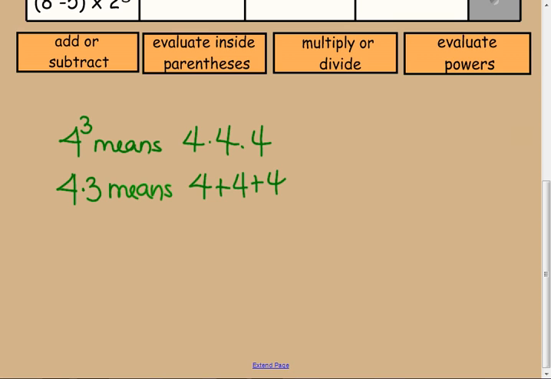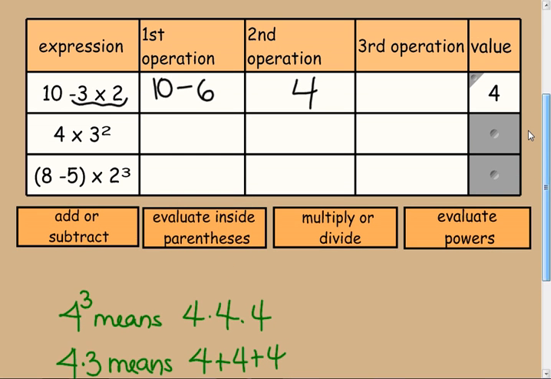So what are we going to do first here? Are we going to multiply or do that exponent? Please excuse. So what goes next? Exponents. So it's 4 times, and what's 3 squared? You okay with that? 3 times 3, which is 9. And 4 times 9 is 36.